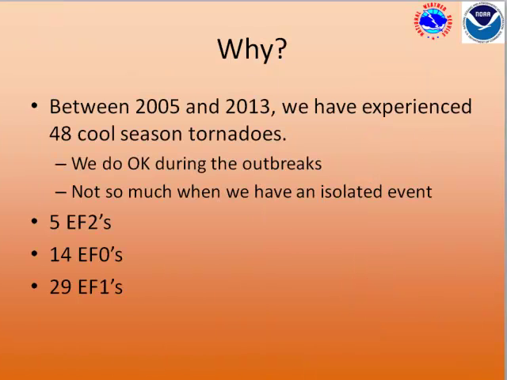Well, why? Between 2005 and 2013, we had 48 what we call cool season tornadoes. We tend to do okay getting warnings out during the outbreaks themselves, but when there's an isolated event, it's much more difficult. If you break these tornadoes down, they're not strong to violent. Well, some of them are strong, 5 of them out of the 48. 14 of them are considered very weak, but the majority of them are considered weak tornadoes, but yet they can do some significant damage if it hits your house.